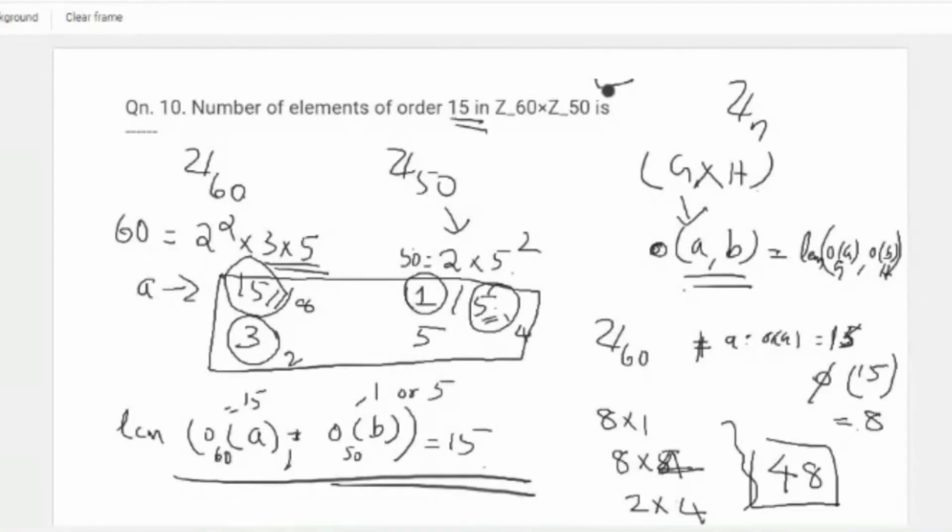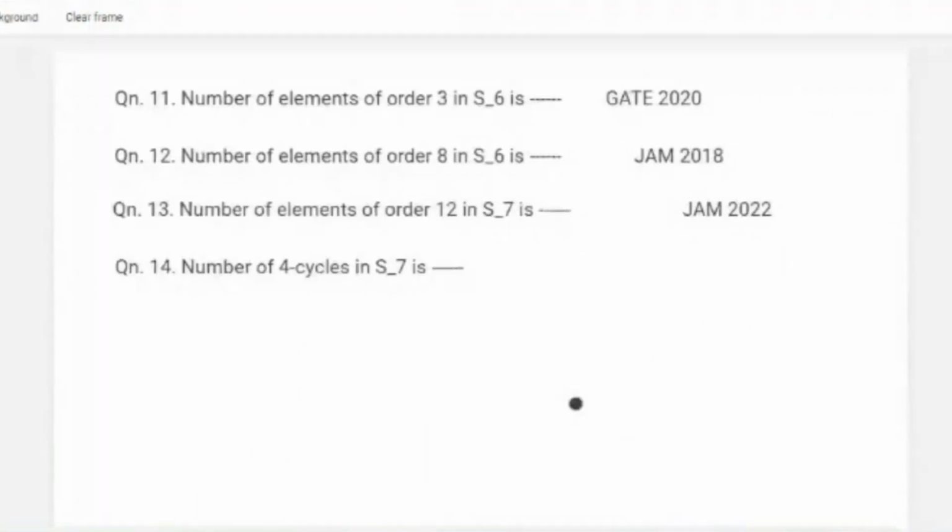So just compute the number of elements. In Zn, it is easy to compute because there is a unique group of that order. So the number of elements of a particular order is exactly the Euler phi function value. But in the general case, it cannot be that easy to find how many elements are there of a particular order. But in Zn, all things are under our control, because we have a complete and very simple structure for the groups Zn.